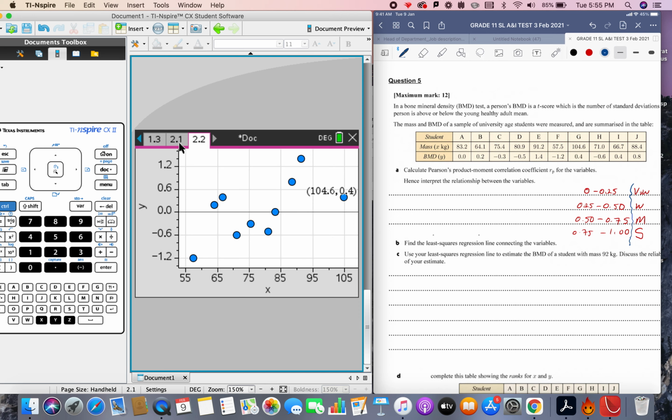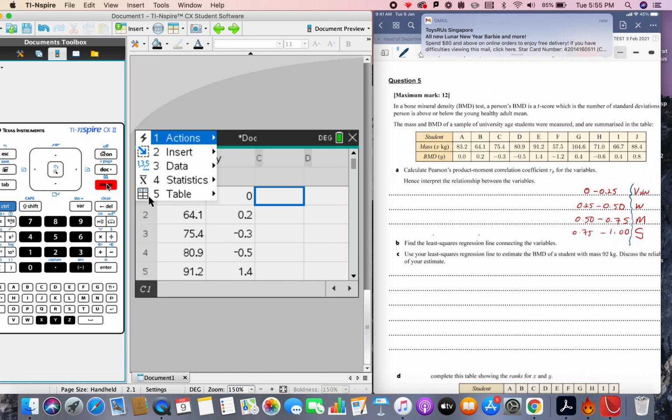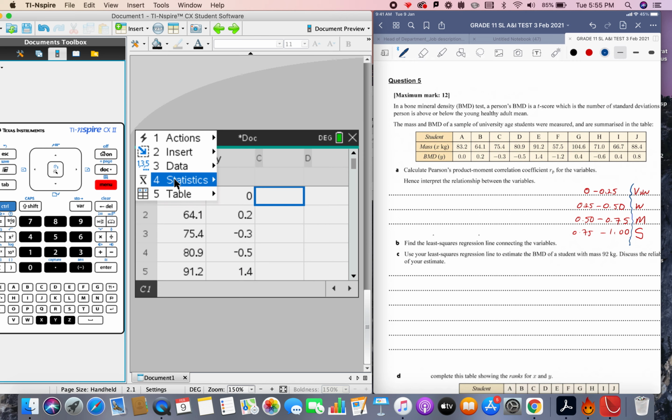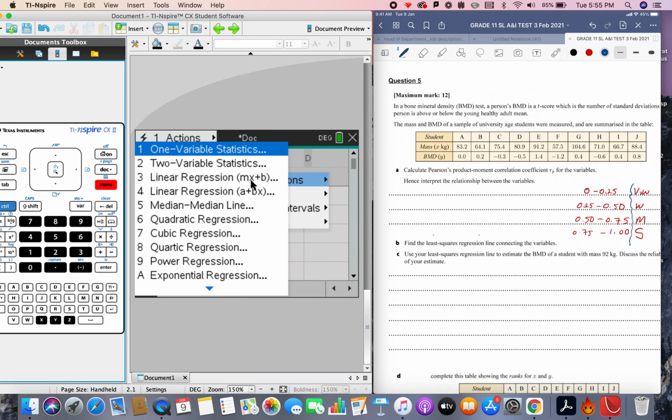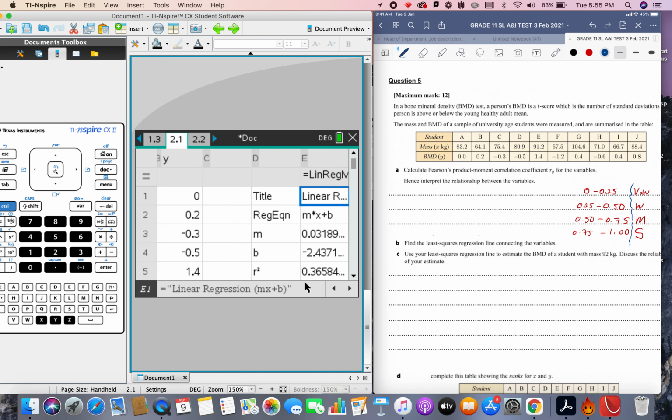So we're going to go back to this page and click on space. We're going to go menu, statistics, stat calculation, and we are going to do a linear regression mx plus b, because if you look at question B, it says find the least squares regression line. The least squares regression line is just the linear regression line. We put the X list as X and the Y list as Y, and off we go.